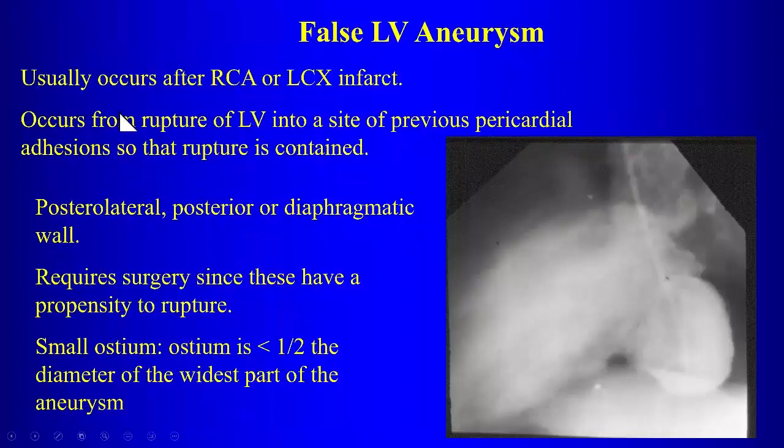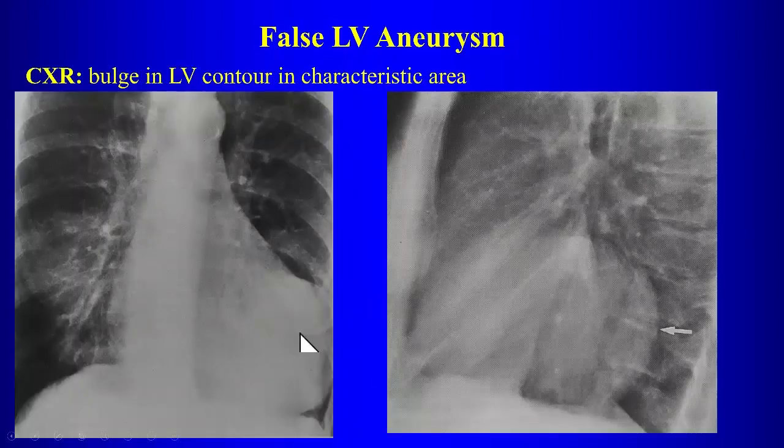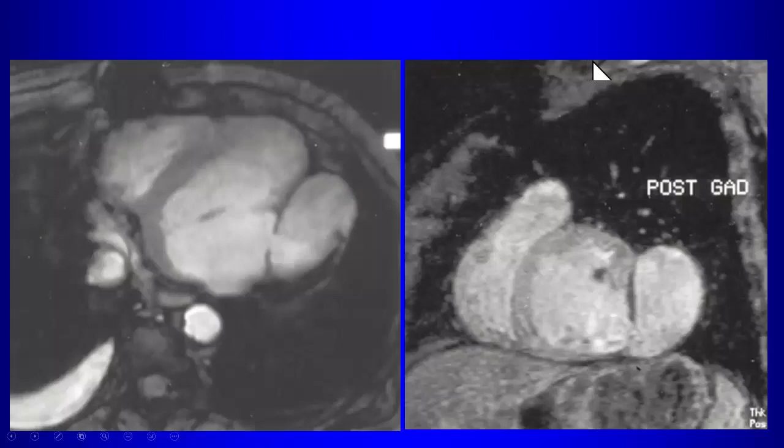So these false aneurysms usually involve the posterior wall of the ventricle, and they can involve the diaphragmatic wall. Also, these require surgery. Again, it's the ostium. If the ostium is less than 1/2 the diameter of the widest part of the aneurysm, then you would be concerned about a false left ventricular aneurysm. So whenever you have a history of myocardial infarction and you have this bulging from the posterior aspect of the heart, then you will be concerned about a false aneurysm.